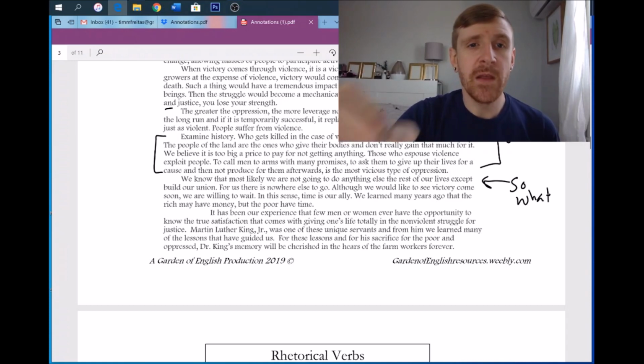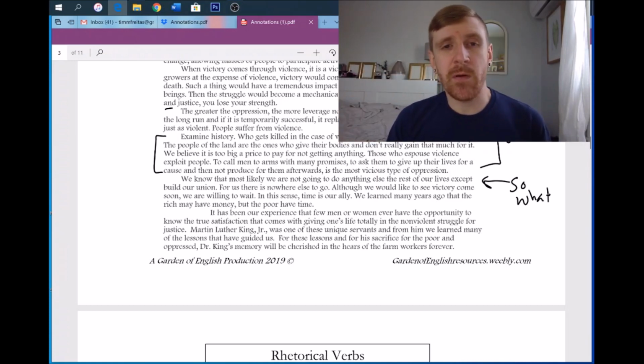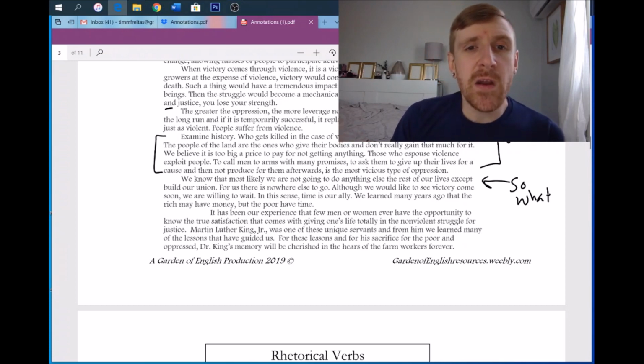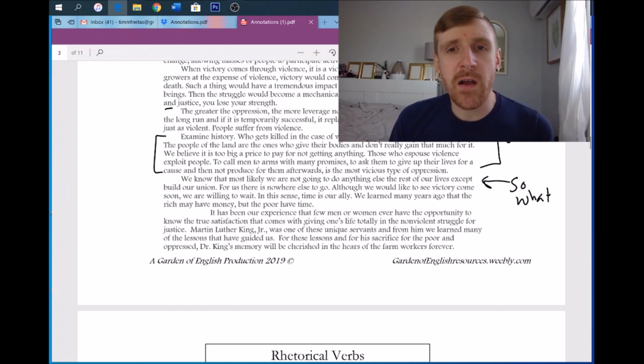And here's why. Let's read it, and we'll see what people are able to do. It says, we know that most likely we are not going to do anything else the rest of our lives except build our union. For us, there is nowhere else to go. Although we would like to see victory come soon, we are willing to wait. In this sense, time is our ally. We learned many years ago that the rich may have money, but the poor have time.